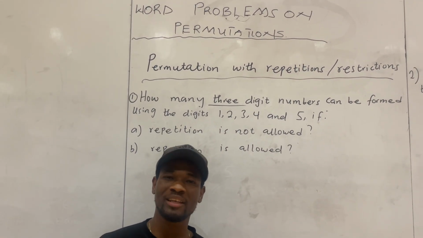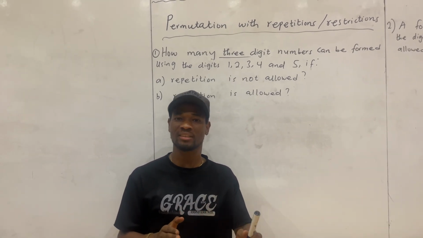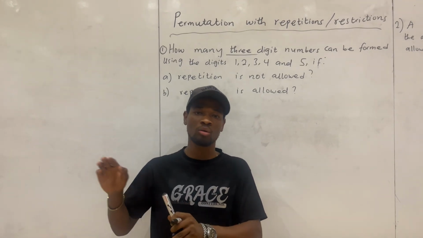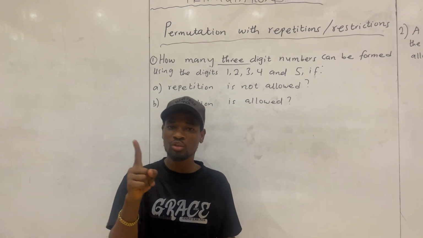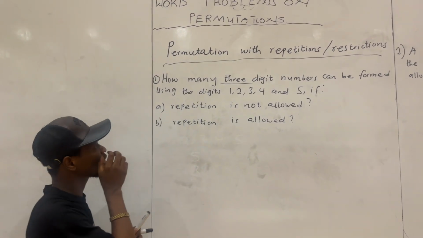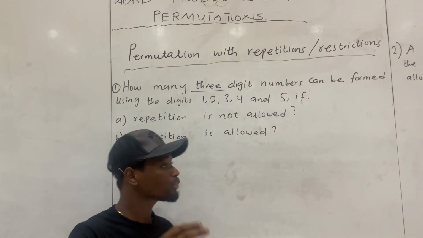Today we are going to consider permutations with repetitions. The ones we've been considering so far are those permutations without repetitions or without restrictions. So for now, let's see how permutation with repetition or restriction goes.